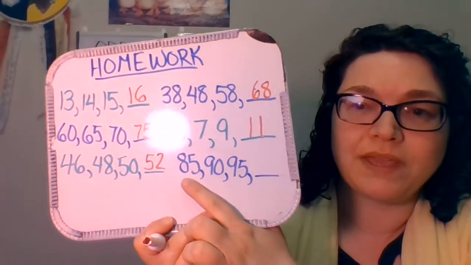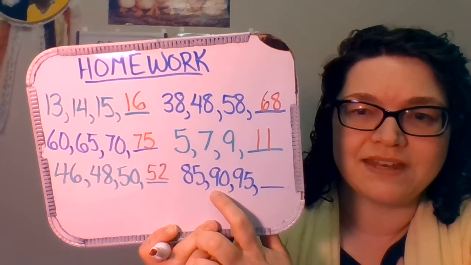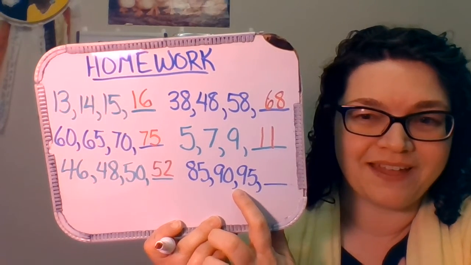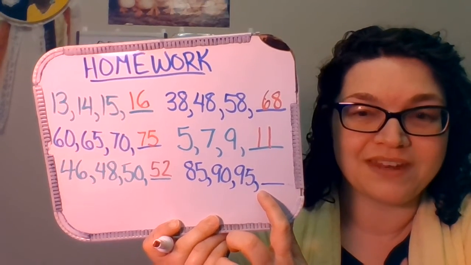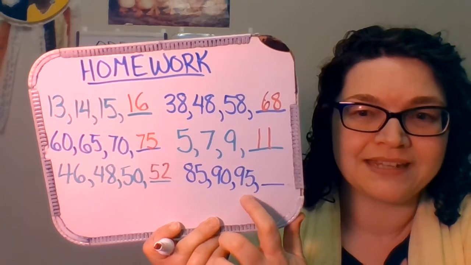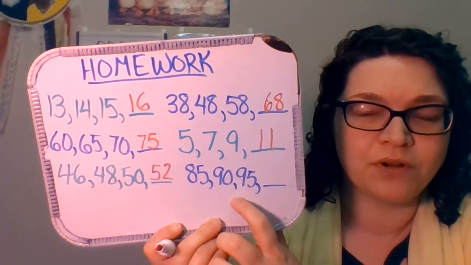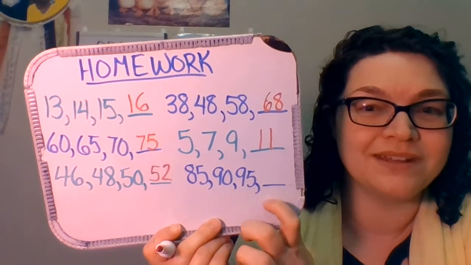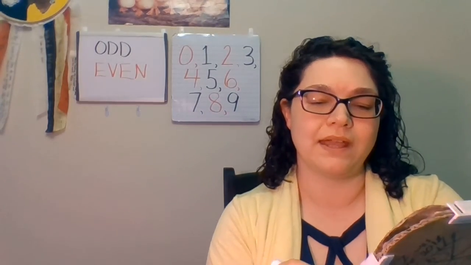And finally, we have 85, 90, 95. Now 5 more than 95, if you were to add it, you'd make a new 10 and carry it over, which would make a new 100. So the number is 100.